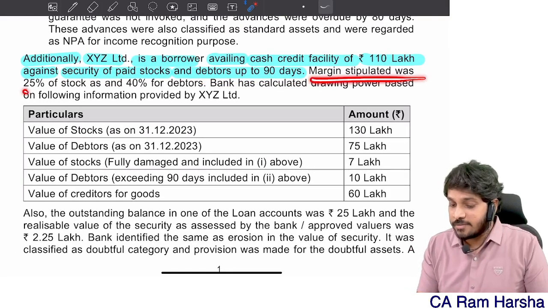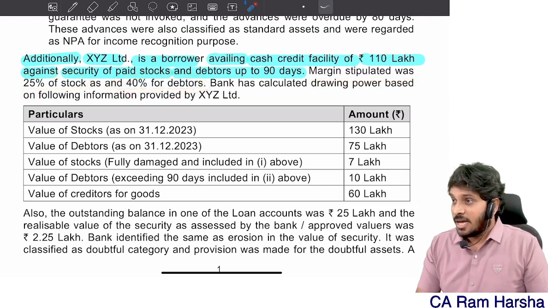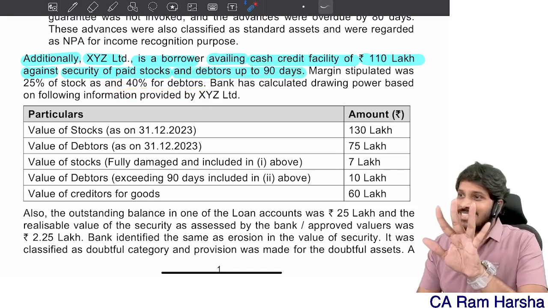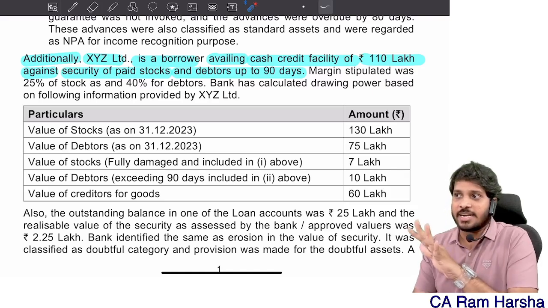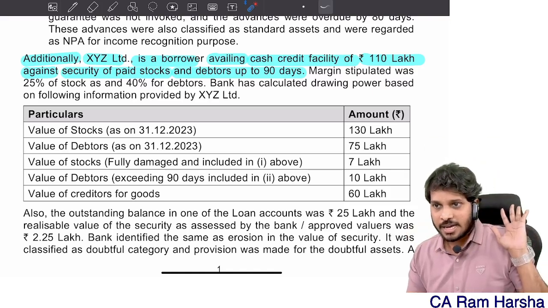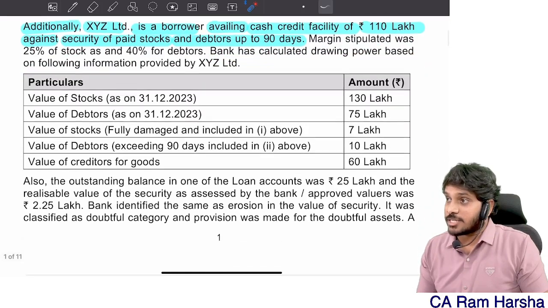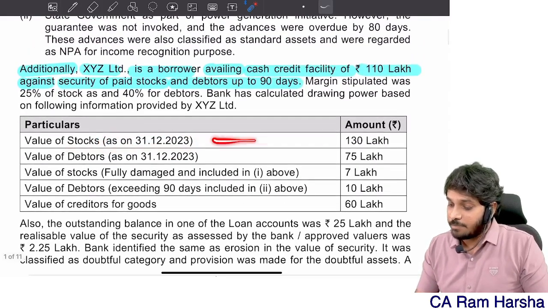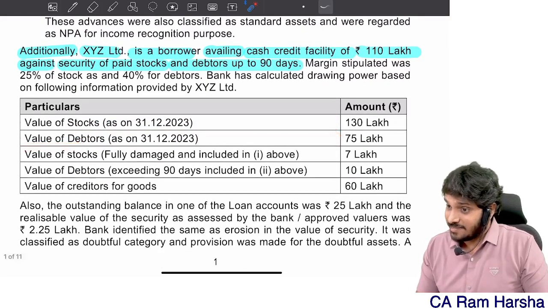Margin stipulated was 25% for stock, 40% for debtors. Which debtors will the bank consider as security? Debtors whose credit period is less than 90 days, only that the banker will consider as a security. If it is more than 90 days debtors, banker will not consider. Bank has calculated drawing power based on the following information. So XYZ gave the following asset information. What is the asset information? Value of stock as on 31st December 130 lakh. Value of debtors as on 31st December 75 lakh.